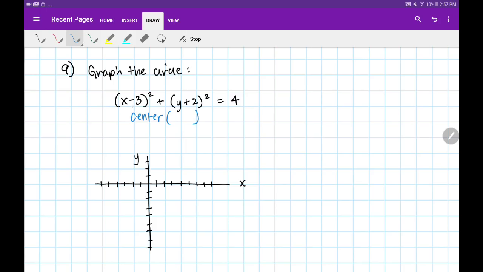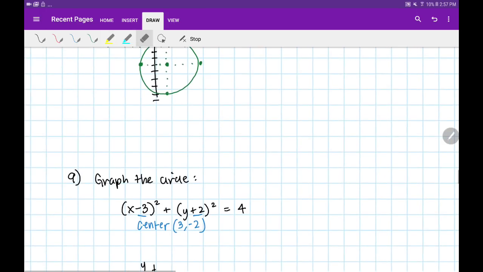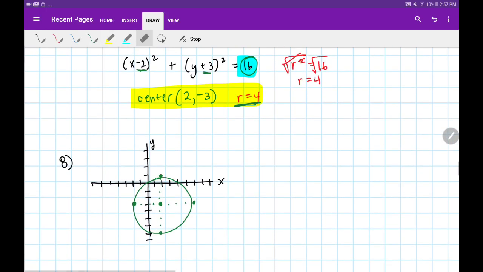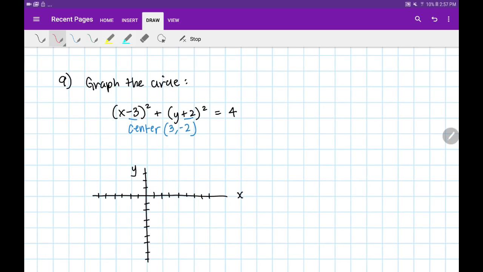As before, we'll flip both of these numbers. So it's going to be a positive 3, negative 2. This changed from a negative 3 into a positive 3. We changed this from a positive 2 into a negative 2. That's the same thing that we did up here, right? It was negative, but we wrote down the positive version. And this was a positive, but we wrote the negative version. So that's the pattern. And then this 4 represents my r squared.